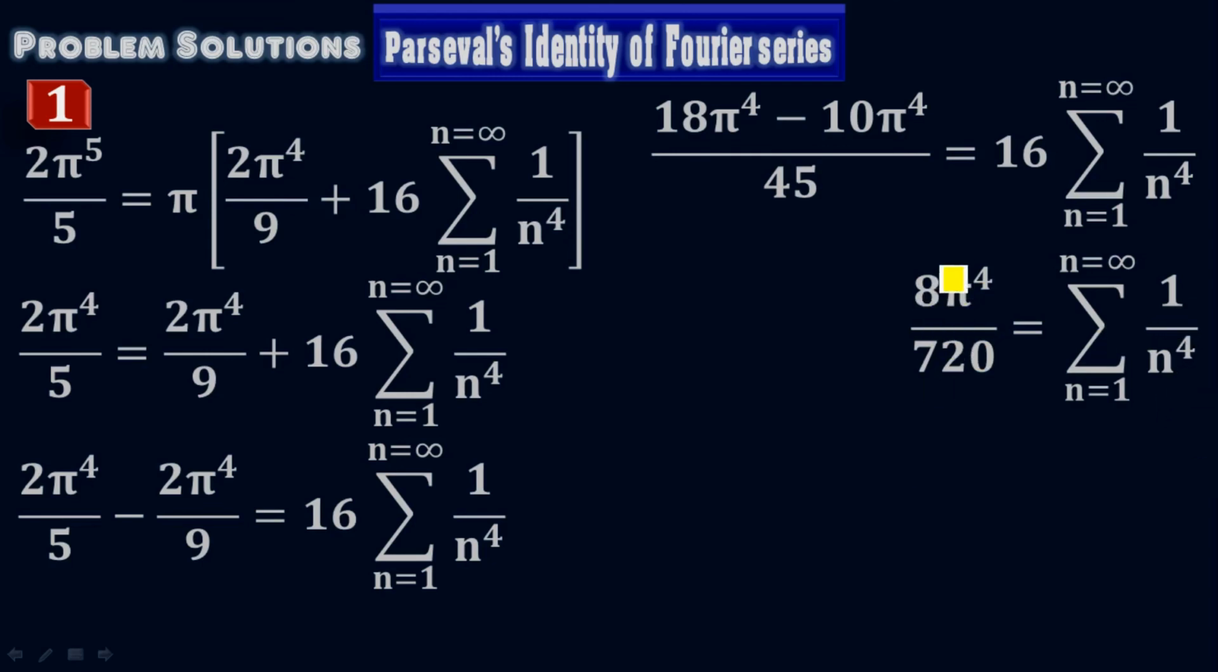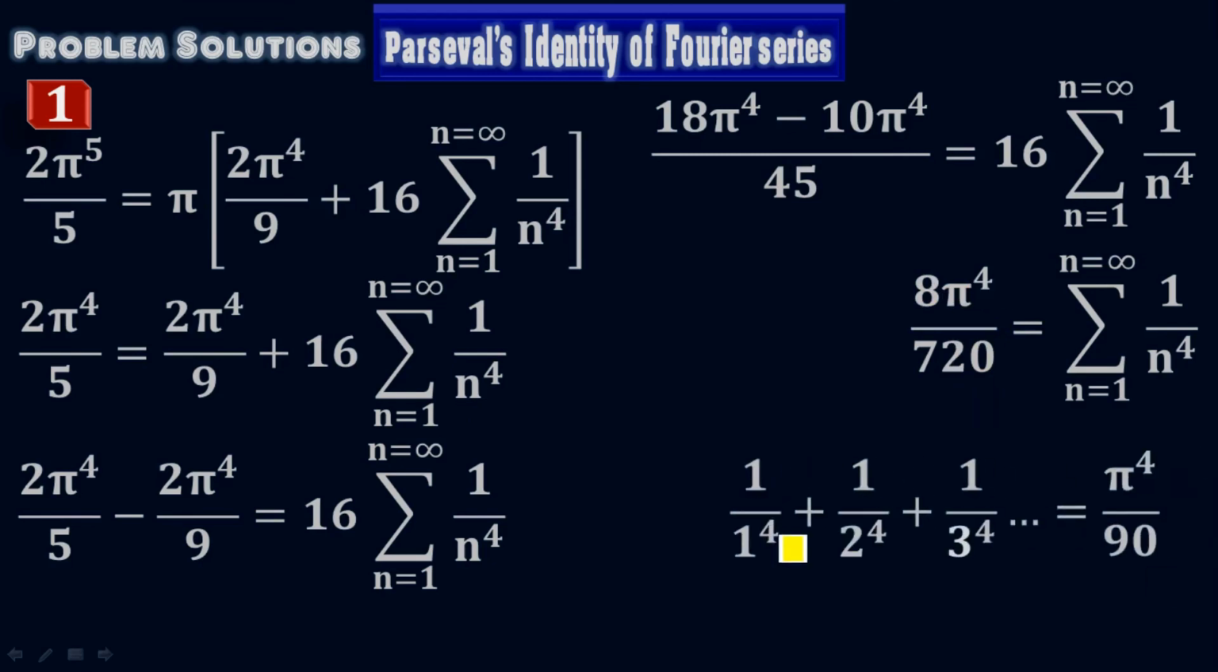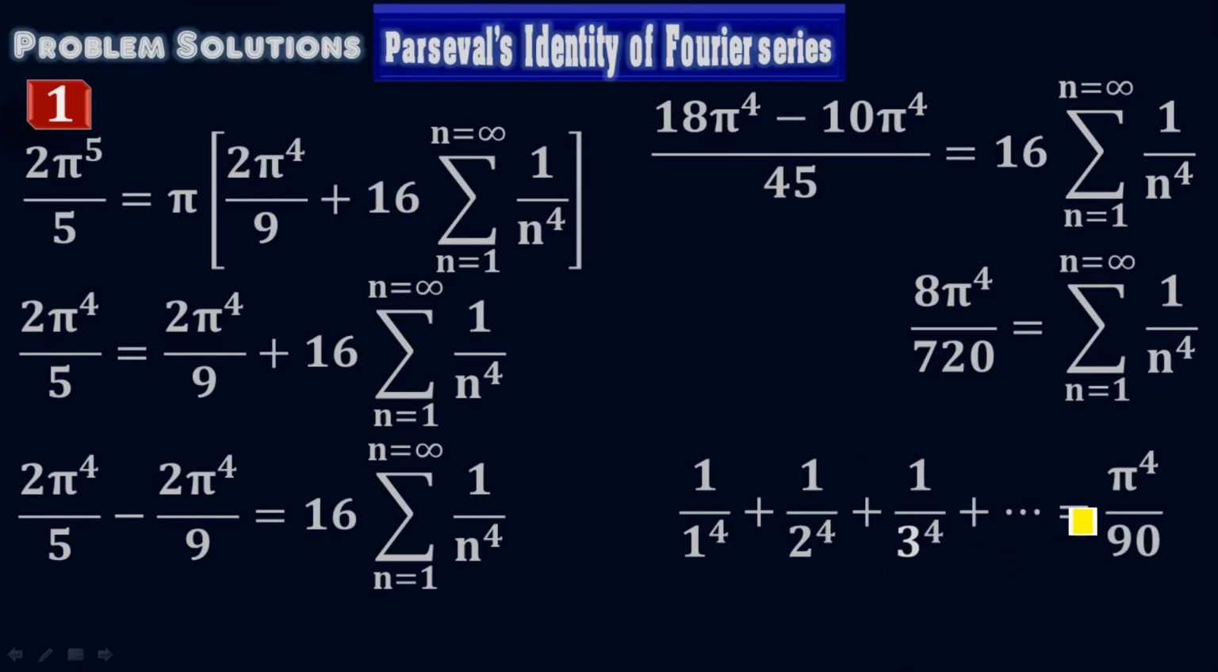Now the further simplification. So I will have pi to the 4 over 90 here. Therefore, I can write 1 over 1 to the 4 plus 1 over 2 to the 4 plus 1 over 3 to the 4 plus so on equals pi to the 4 over 90. Because after simplification, I will get pi to the 4 over 90 here. Remember, it is the summation. It is the summation of 1 over n to the 4. So what is n? From 1 up to infinity.